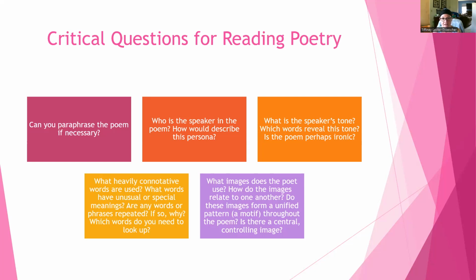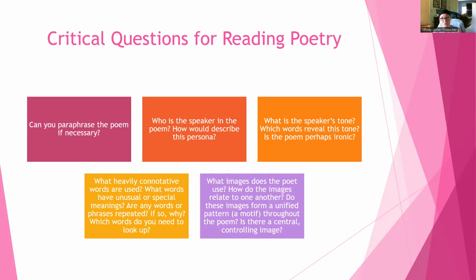There's all kinds, right? So again, word choice is super important, especially in poetry. So if a word has a lot of associations with it, there's a reason it was used. Those associations mean something. Are any words or phrases repeated? That's a clue that they're important, that they're trying to point something out. And again, what words do you need to look up?